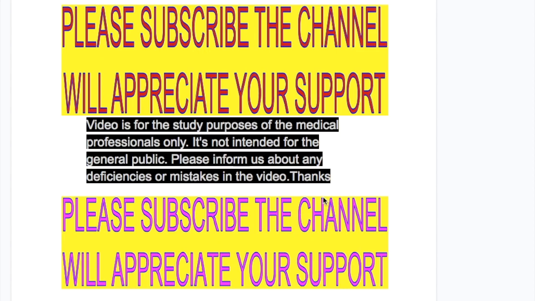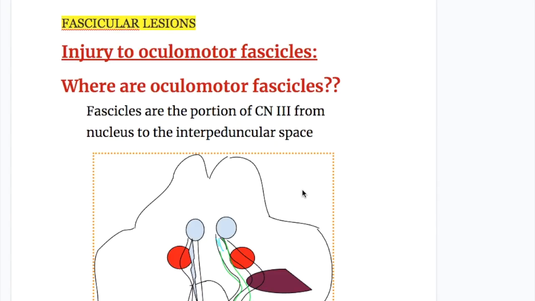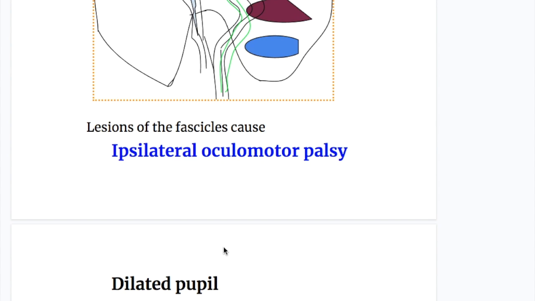In this video, we'll discuss lesions of the oculomotor fascicles, clinical features, and the other structures involved in the lesions of the oculomotor fascicles. So where are the oculomotor fascicles? Fascicles are the portion of the oculomotor nerve that arise from the nucleus to the interpeduncular space. What do lesions of the fascicle cause?